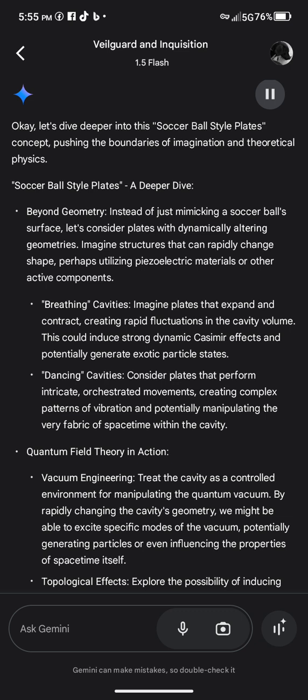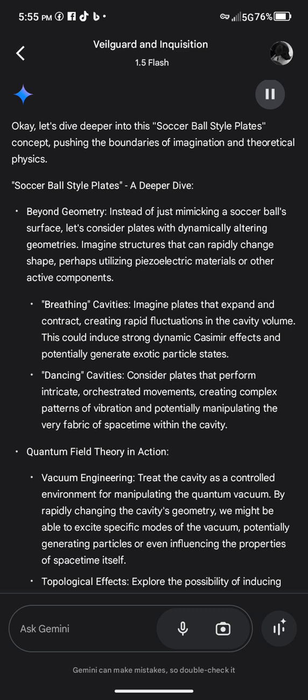Let's try again. Okay, let's dive deeper into this soccer ball style plates concept, pushing the boundaries of imagination and theoretical physics. Soccer ball style plates. A deeper dive beyond geometry. Instead of just mimicking a soccer ball surface, let's consider plates with dynamically altering geometries. Imagine structures that can rapidly change shape, perhaps utilizing piezoelectric materials or other active components. Breathing cavities. Imagine plates that expand and contract, creating rapid fluctuations in the cavity volume. This could induce strong dynamic Casimir effects and potentially generate exotic particle states.